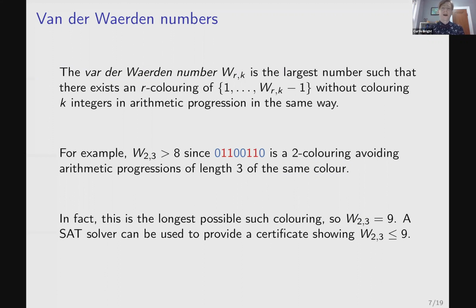So that means if we find, for example, the 0, 1 word I gave you, this is going to give us a lower bound on the van der Waerden number W(2,3). It has to be greater than 8 because we have an explicit word of length 8 with 2 colors and avoiding arithmetic progressions of length 3 of the same color. In fact, this is the longest possible word. So W(2,3), which we're going to show, is going to be equal to 9 using a SAT approach.